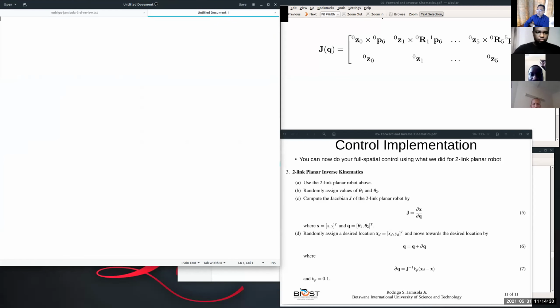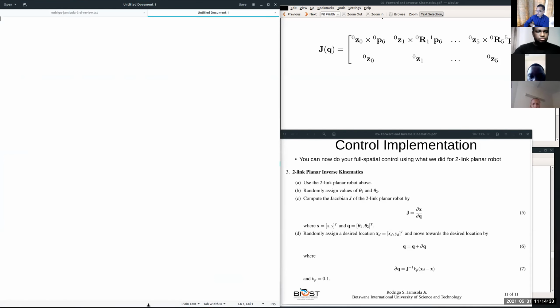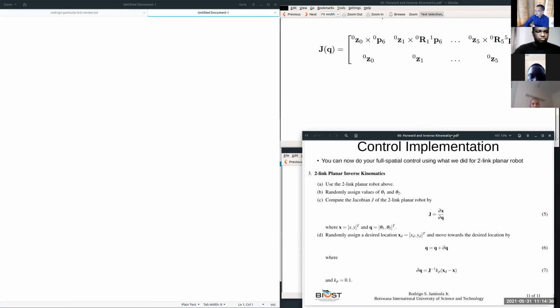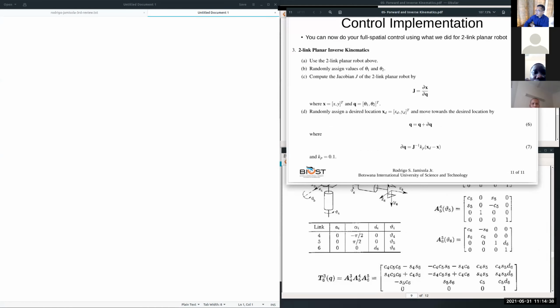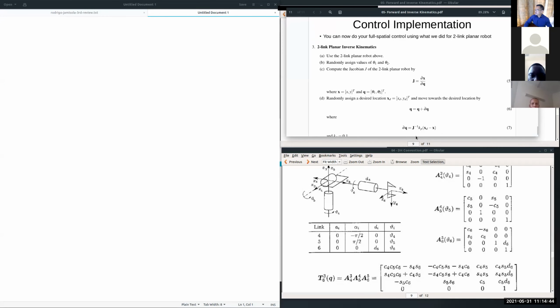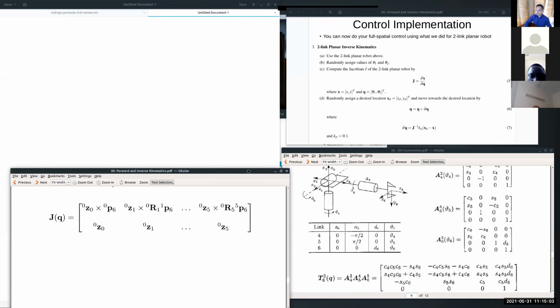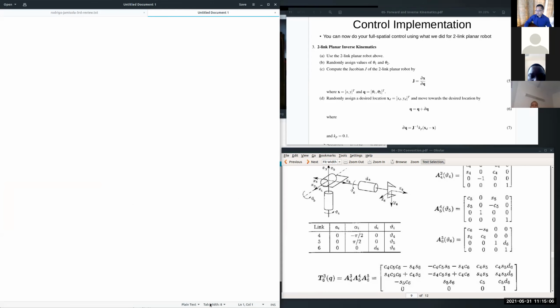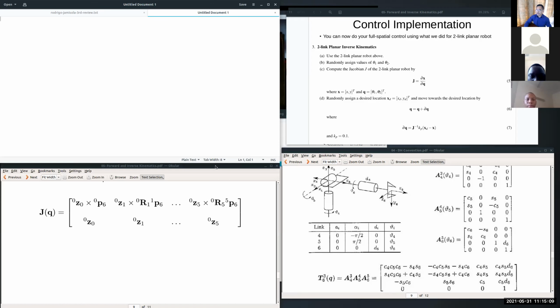So here I dedicate this space for us to write something. And here are some of the information. This is the algorithm that we need to follow. I hope you can see that. So this is the algorithm for the planar robot, but we use exactly the same algorithm for the full space robot. The only difference is that the Jacobian is not analytically derived, but we are going to geometrically derive it, just like what we discussed last meeting. Okay, here we'll put the Jacobian, and here will be where we are going to write.